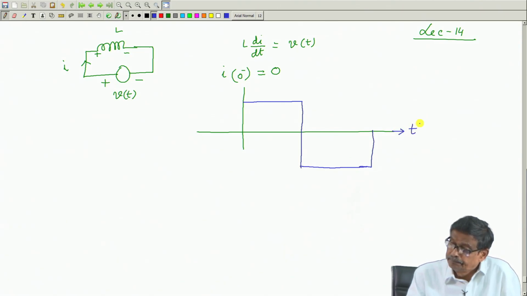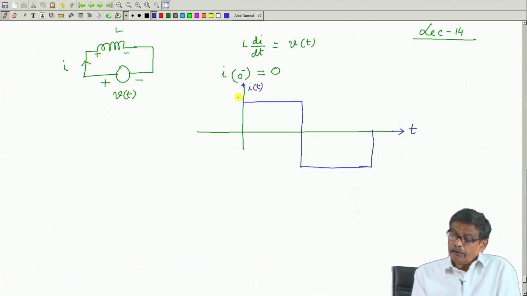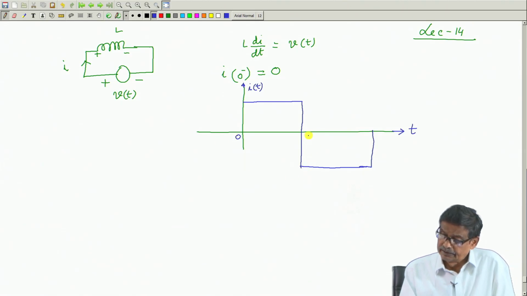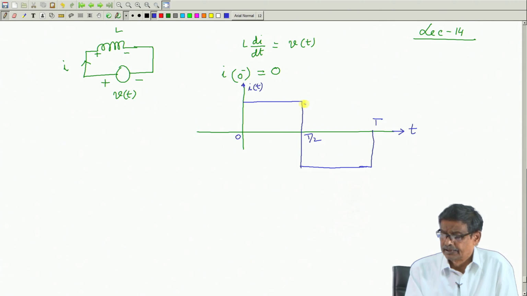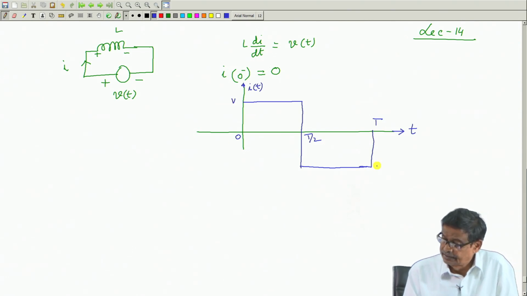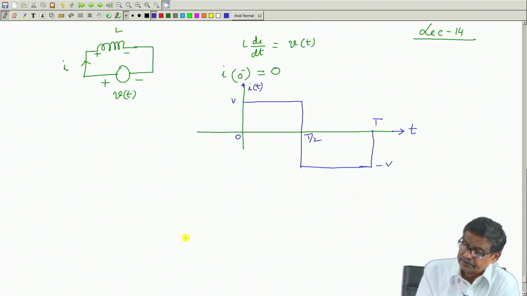This is T, this is I t. Therefore, suppose this is 0, this is T by 2, this is T. I apply a square voltage of magnitude V and this is also minus V. Let us see what we can tell.